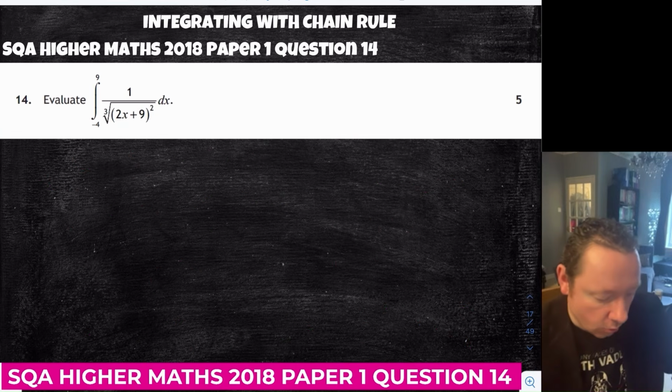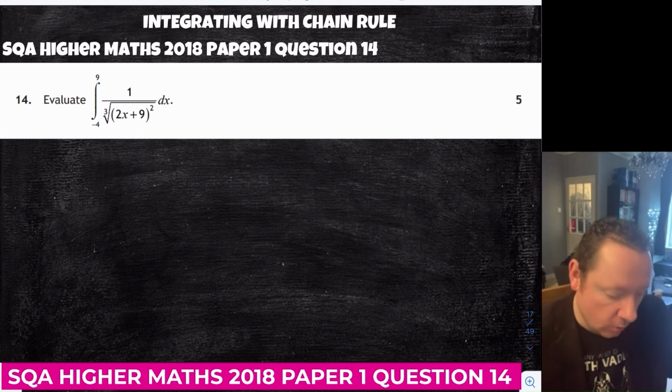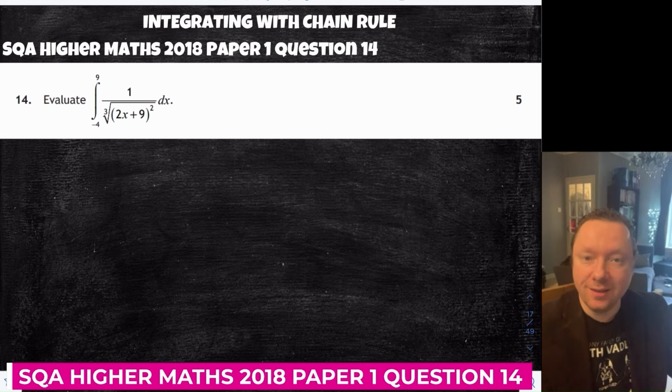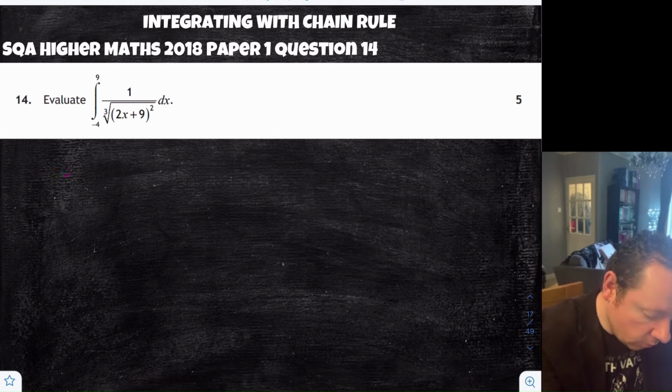Getting with chain rule. SQA Higher Maths 2018, paper 1, question 14. Find the integral between 9 and minus 4 of this function. Going to have to get it ready to integrate first. So we've got between minus 4 and 9, 1 over.